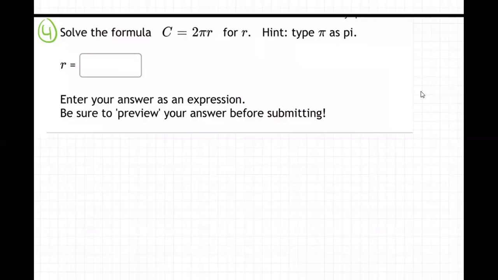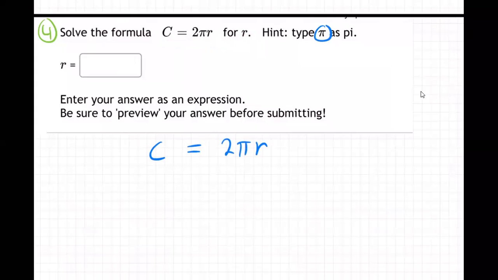Okay, so C equals 2 pi r, solve for r. Let me come on down here and write that out. C equals 2 pi r. Now I know that pi is a little weird. Pi is just a Greek letter. In the Greek alphabet, it's just the letter P, basically. Anyway, no big deal. Just treat it like a letter. It's just another Greek letter.